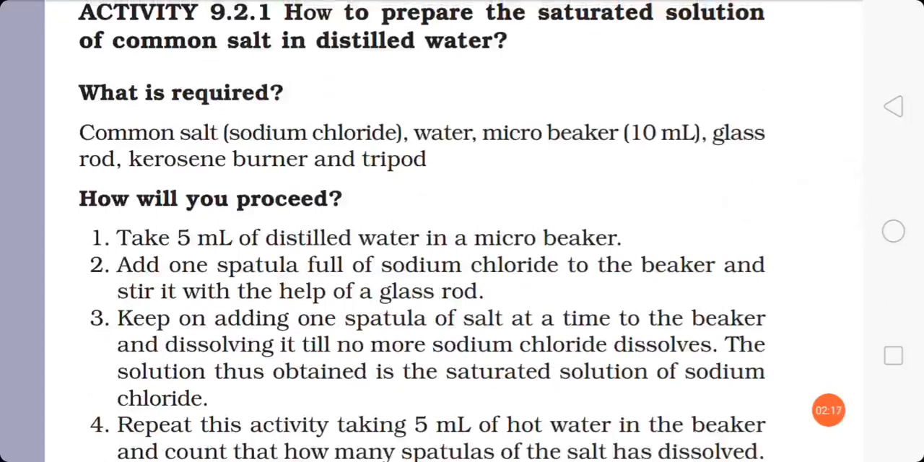Add 1 spatula full of sodium chloride to the beaker and stir it with the help of a glass rod. Now keep on adding 1 spatula of salt at a time to the beaker and dissolving it till no more sodium chloride dissolves. The solution thus obtained is a saturated solution of sodium chloride. You keep adding sodium chloride as long as it keeps dissolving, and you stop when it is no longer dissolving in the solution.